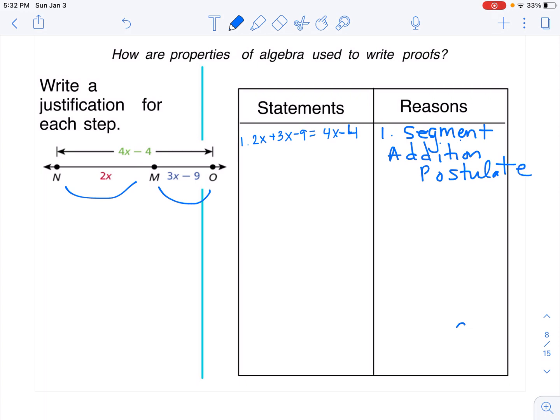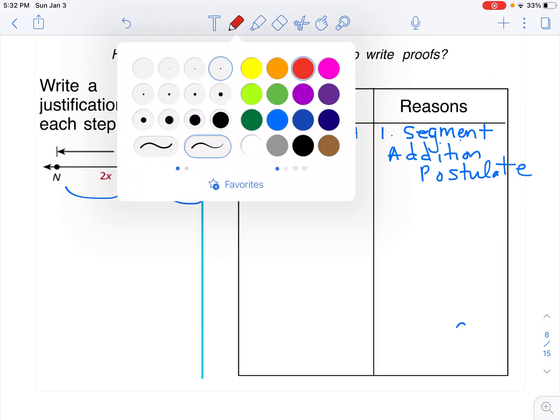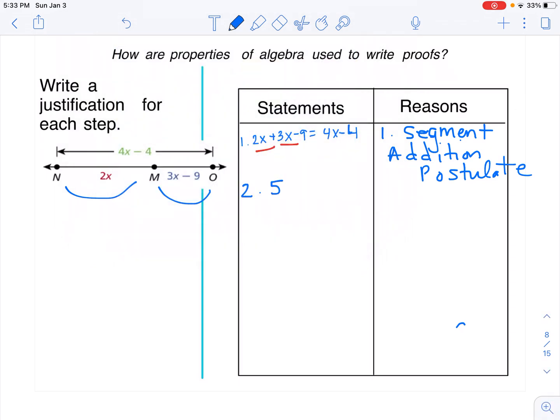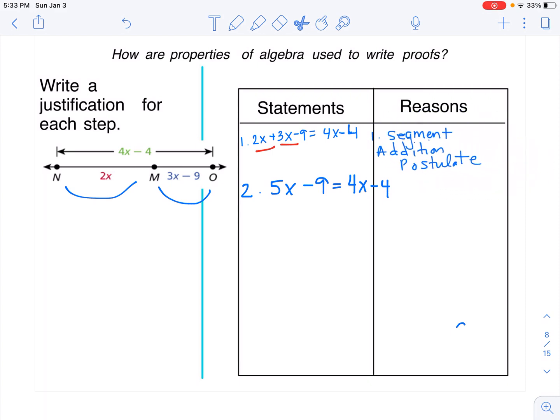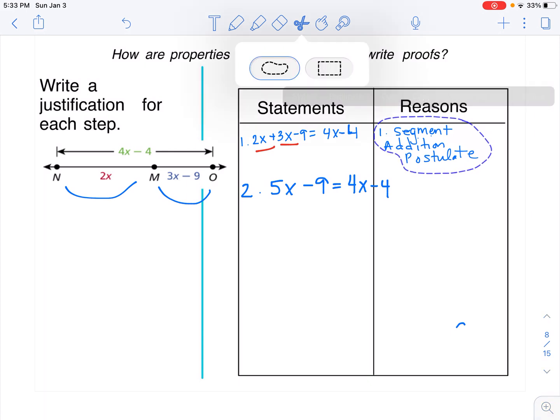And what is my first step for simplifying this? Is to combine like terms. And so I get 5x, and even though I added the x's together, I didn't add to both sides of my equation. So that is not the addition property of equality, but rather it's just simplifying the expression. So my reason why is just going to be to simplify.